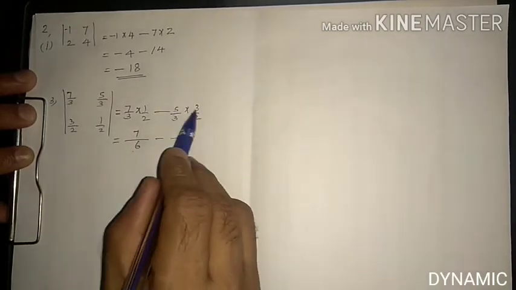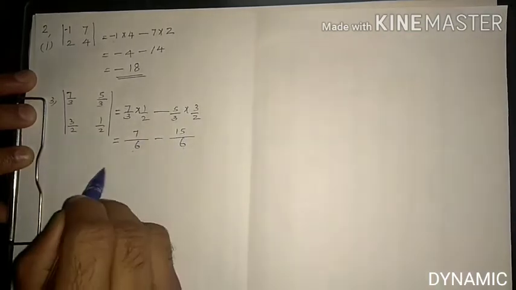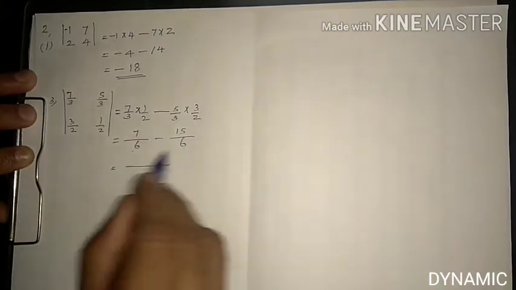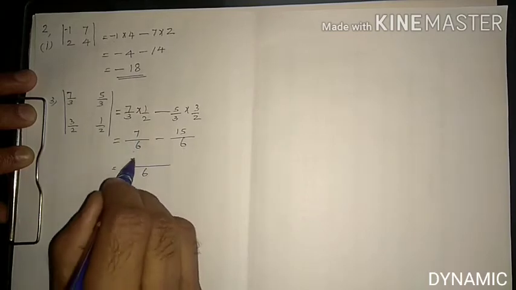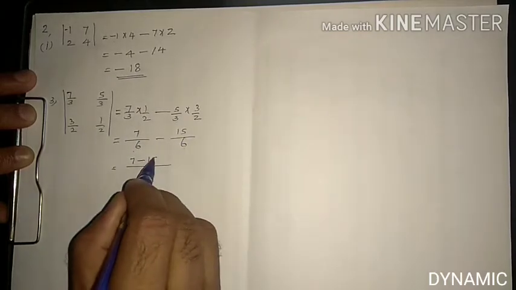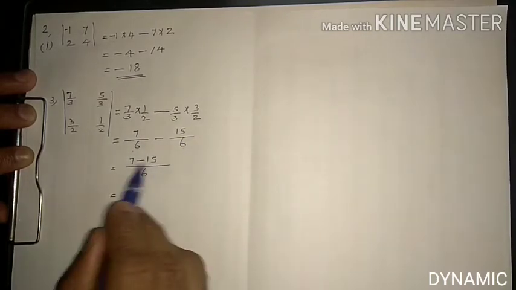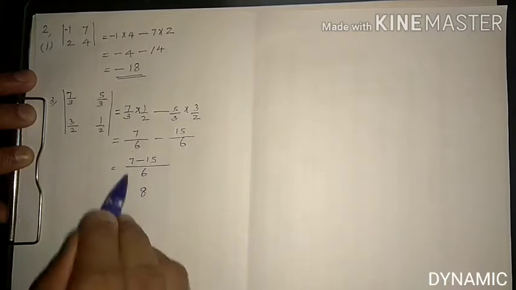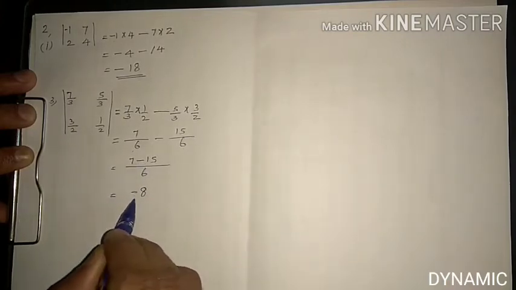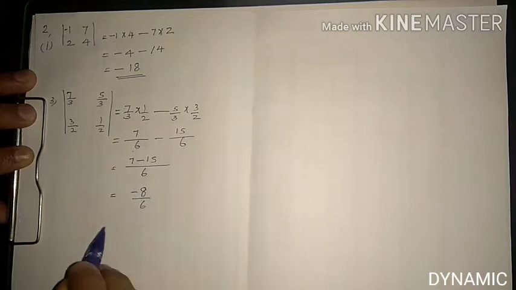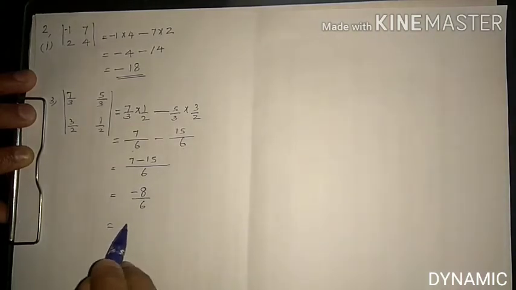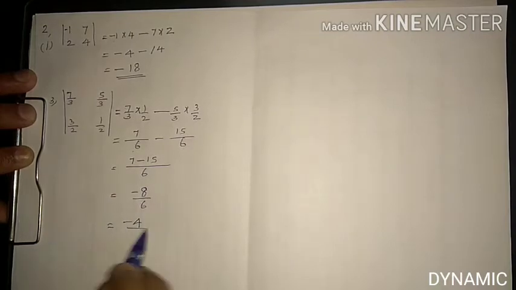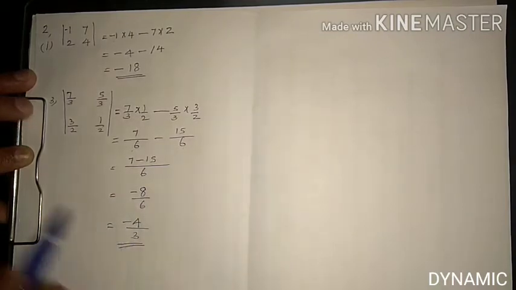Now, 5 3s are 15. Now, common denominator 6. 7 minus 15. 15 minus 7 is 8. But greater number sign is minus upon this 6. So this is equal to minus. Here 2 2s cancel, so minus 4 upon 3. Value of this determinant is minus 4 by 3.